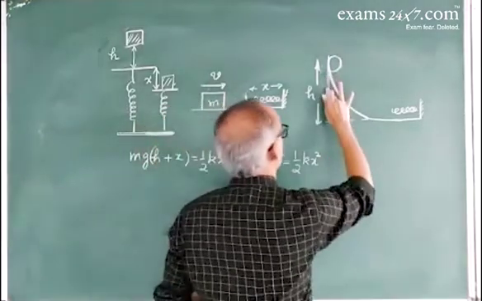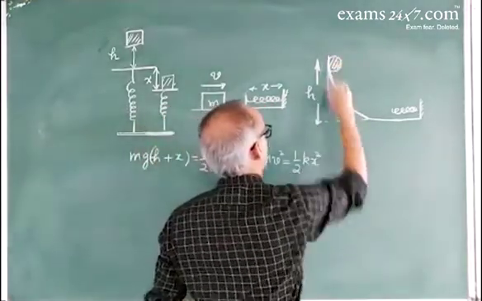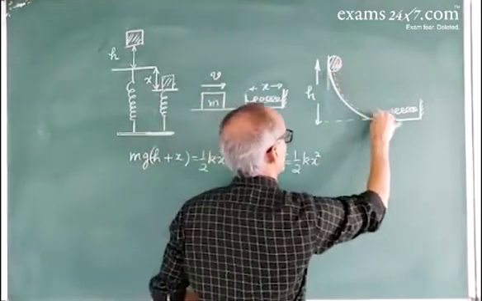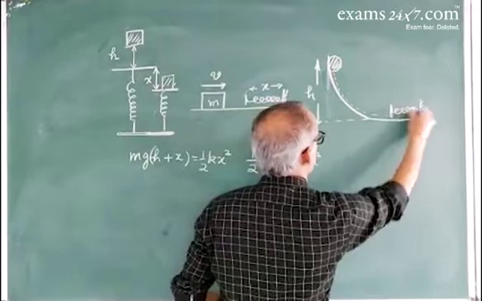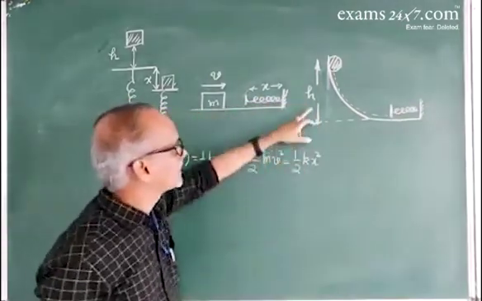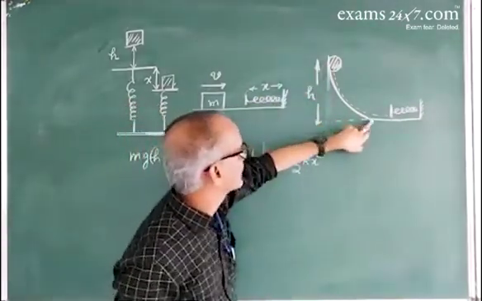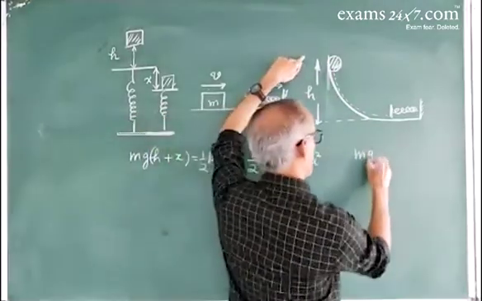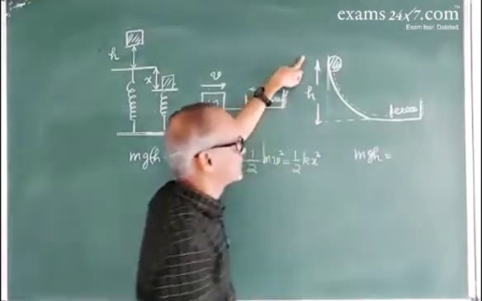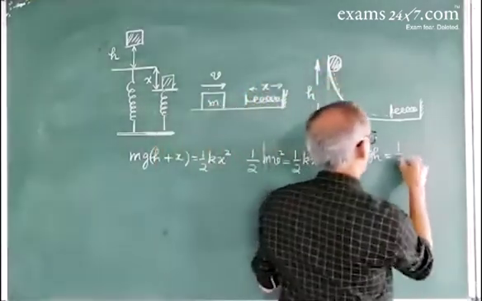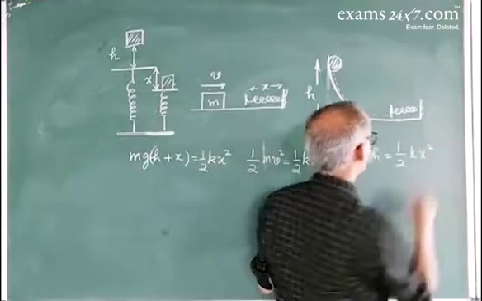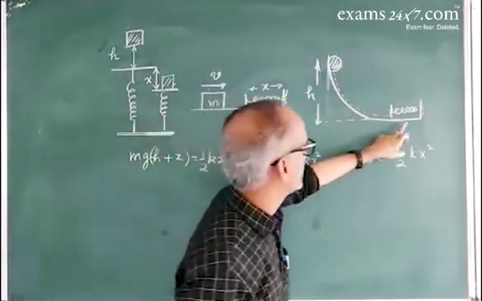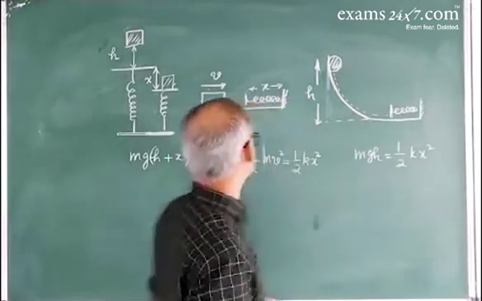In this diagram, the sphere is at a height h, and when it slides and then hits the spring, the spring gets compressed. So here, even though it's in motion, the total energy I can calculate as mgh, that's equal to half kx square. That is, gravitational potential energy is completely converted into elastic potential energy.